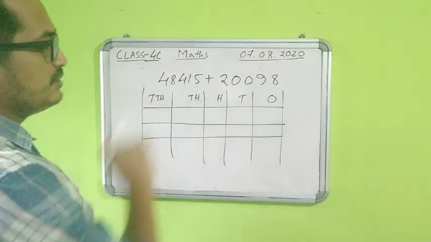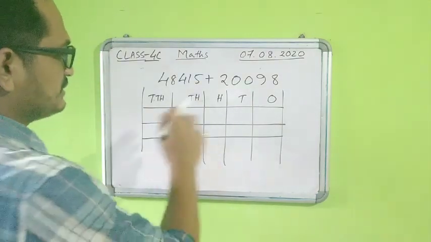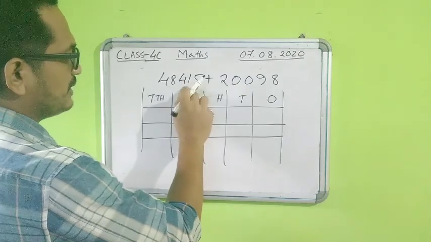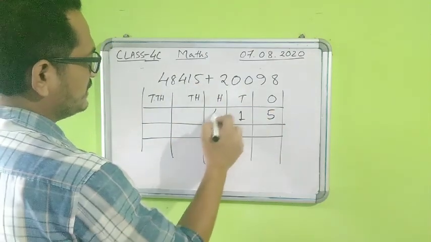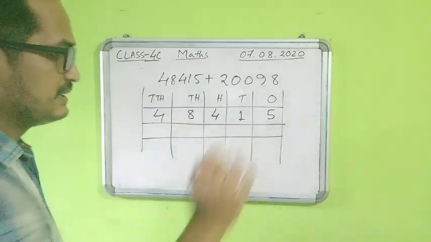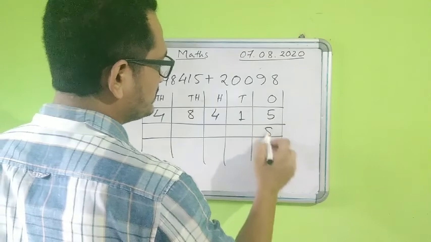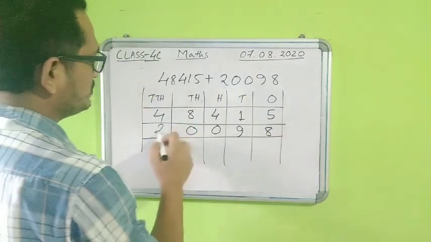So here they are putting the numbers, the digits according to the place. Say suppose the first one, this is one we will write. 5 is in the ones place, 1 in the tens place, 4 in the hundreds, 8 in the thousand, and 4 in the 10,000 place. Similarly here 8 is in the ones place, then 9, then 0, 0, then 2.